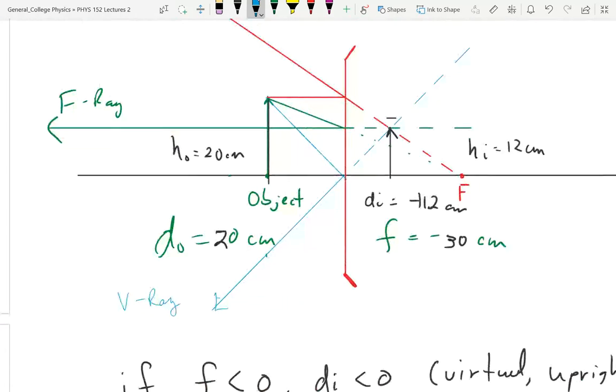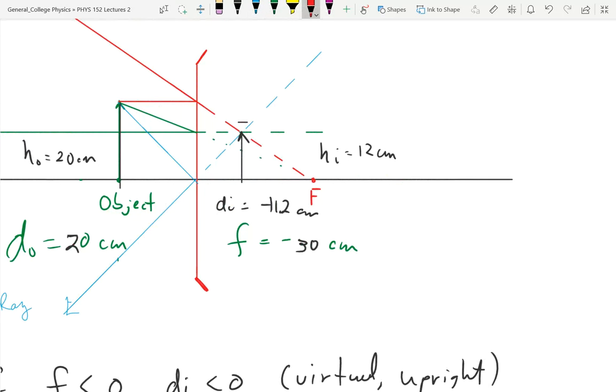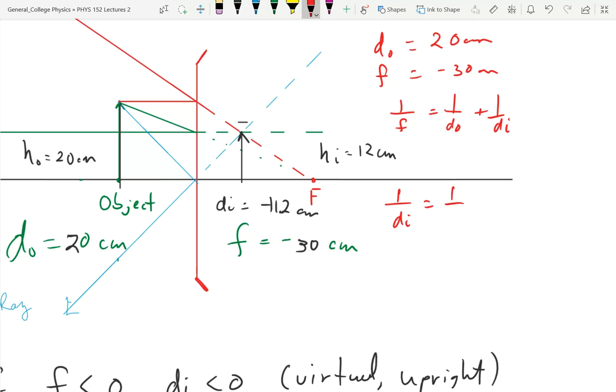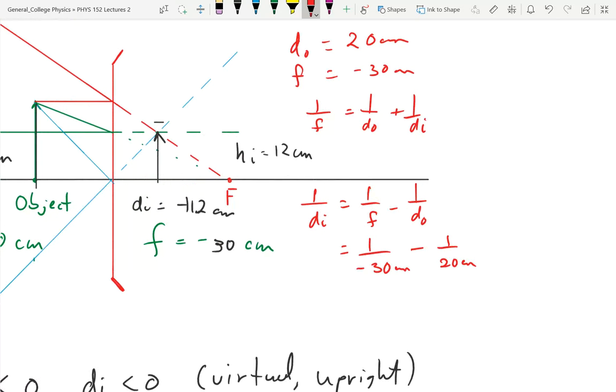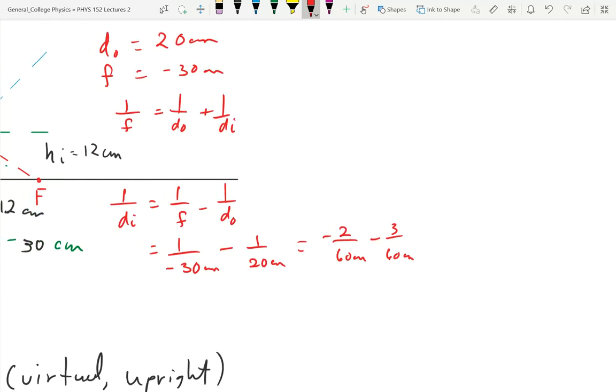So now if we do this same problem doing it relationally, we have distance object equals 20 centimeters, focal length equals minus 30 centimeters. So 1 over F equals 1 over DO plus 1 over DI quickly yields 1 over DI equals 1 over F minus 1 over DO equals 1 over minus 30 centimeters minus 1 over 20 centimeters. These are convenient. Common denominator for this would be 60. And so that's equal to minus 2 over 60 centimeters minus 3 over 60 centimeters equals minus 5 over 60 centimeters.